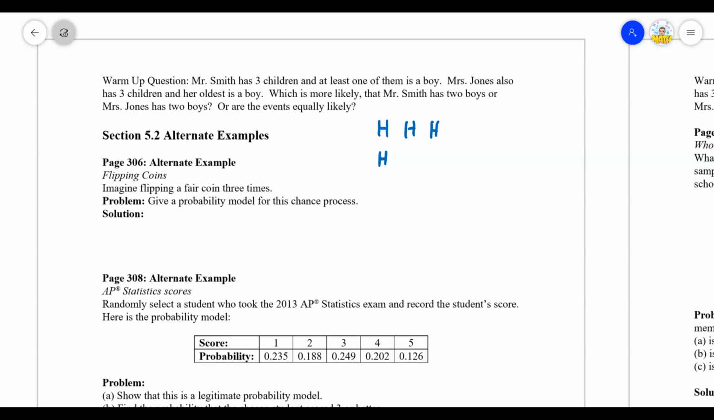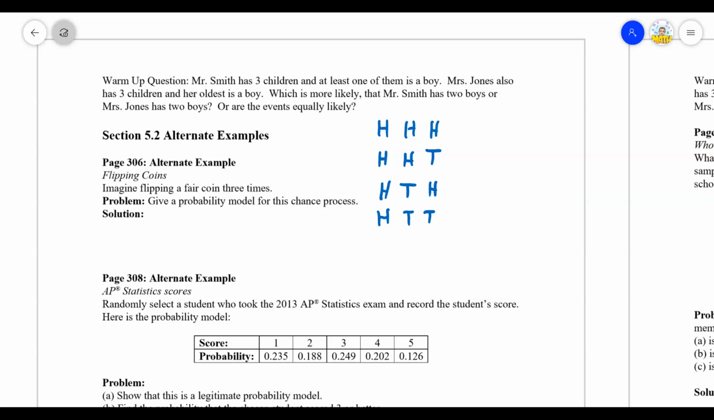And I like to list them out this way, similarly to what I did with the boys and the girls in the last example. We could have all 3 heads. We could have heads and then tails. And now there's no way to start off with heads and have heads again, so I'm going to move tails to this position, and we could end with heads. Or finally, we could have heads, and then we could get tails twice. I like to do this systematically because then it helps me not to forget any possible outcomes.